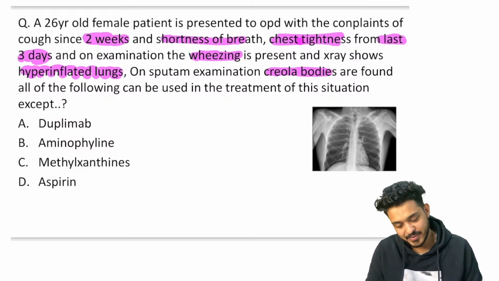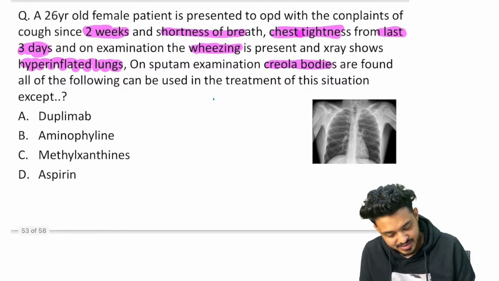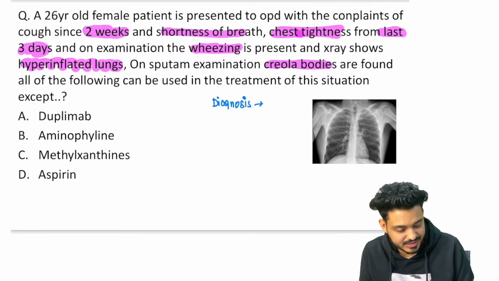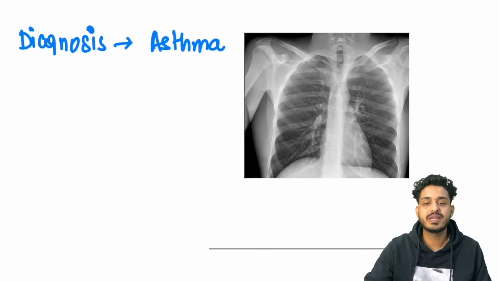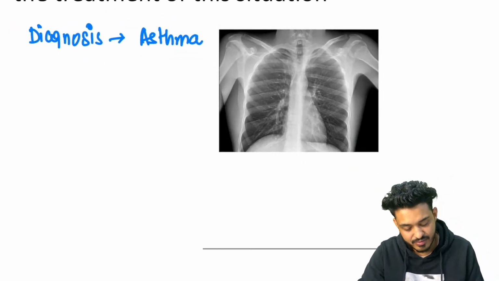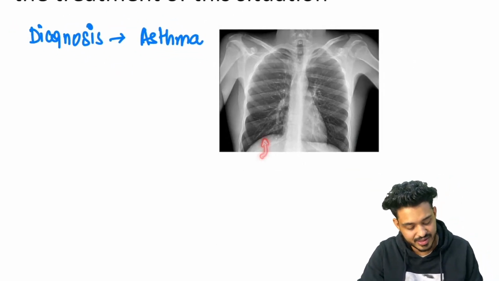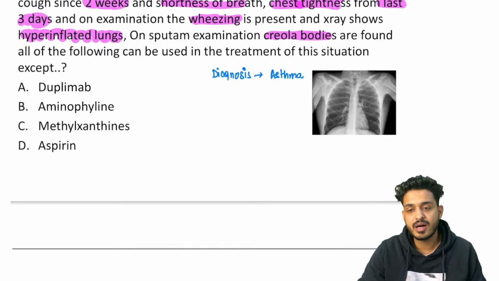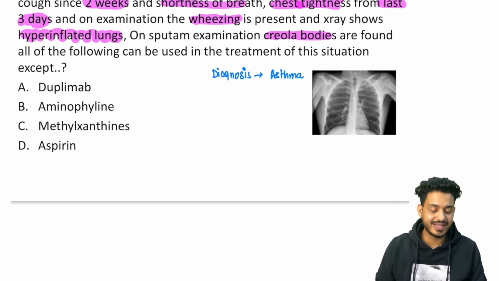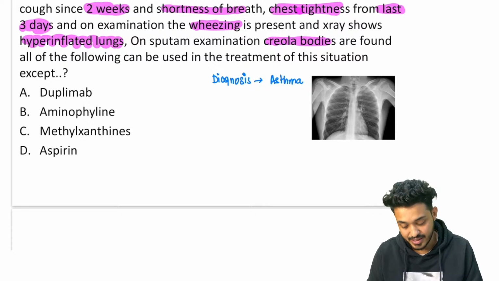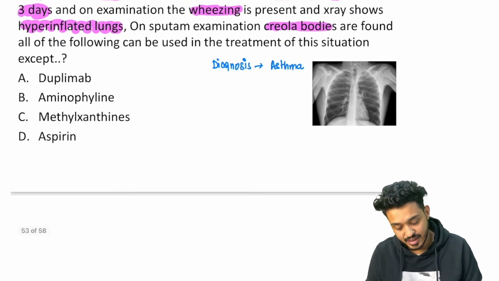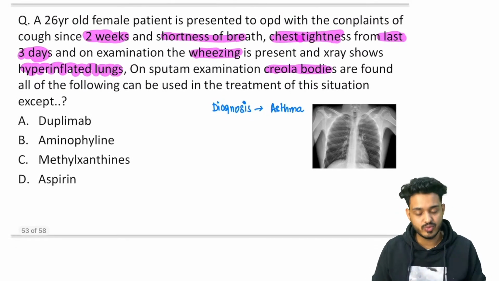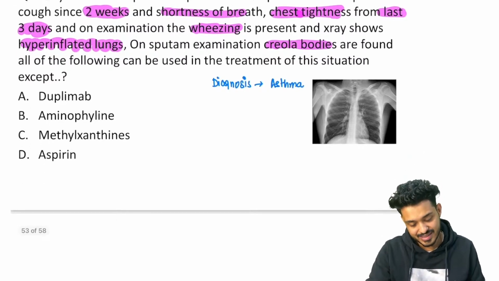Next question, diagnosis: asthma. Wonderful. So the diagnosis is asthma, but what is your answer? Here, can you appreciate, these are hyperinflated lungs. There will be hyperinflation, an excess of air will be there. You will be having these lungs and you will be having chest tightness. Why is this happening?